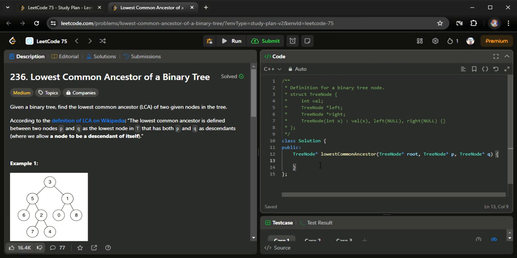You can do it in various methods. Let me do it in a very simple method by recursion. For recursion we have to write one base case: if root equals null, then what will we return? We will return root or null, because root equals null.